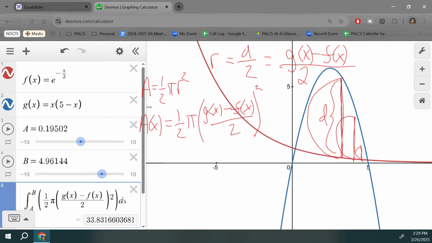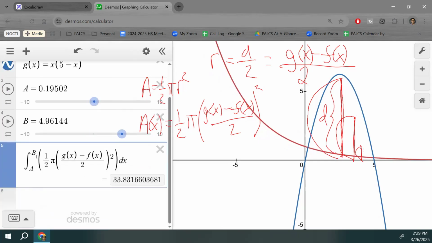And we got our answer there. Okay, now this integral is what you would want to write down in terms of your work if you were asked to do this one.